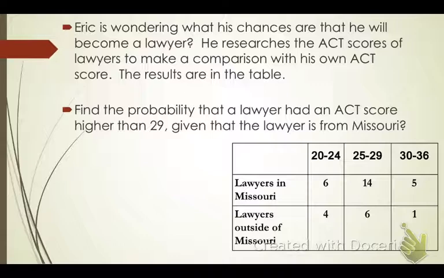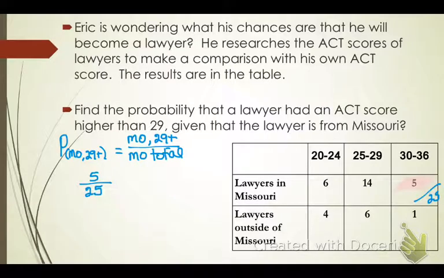Find the probability that a lawyer had an ACT score higher than 29 given that the lawyer is in Missouri. That means we only want to look at Missouri numbers, and only Missouri lawyers that scored above a 29. So that would be 5, and then we have a total number of 25 Missouri lawyers in this survey. So out of this survey, there is a 20% probability that a lawyer scored higher than a 29 on their ACT.